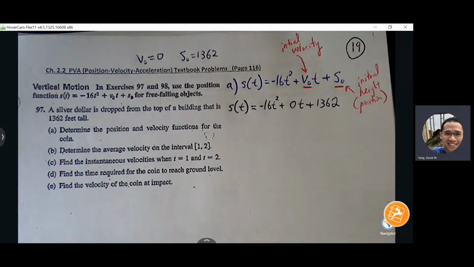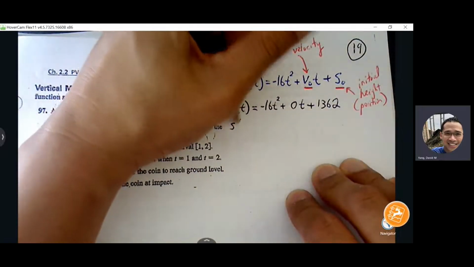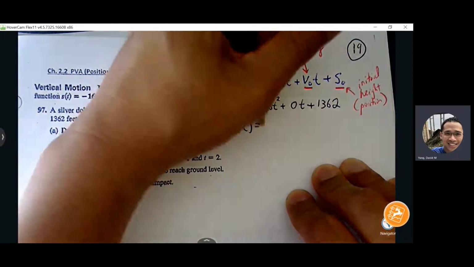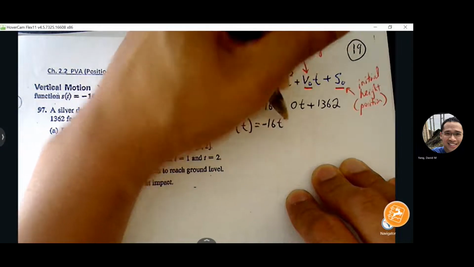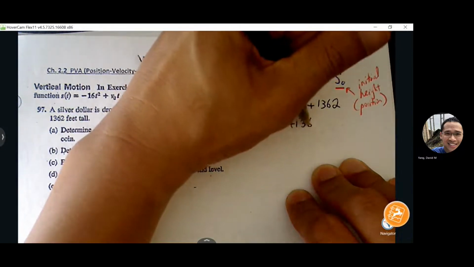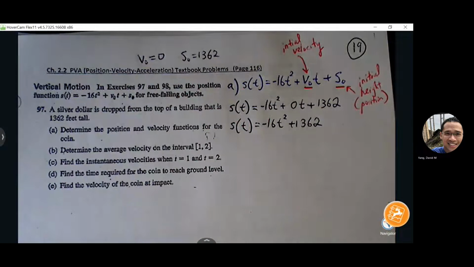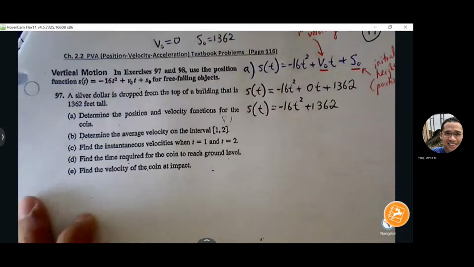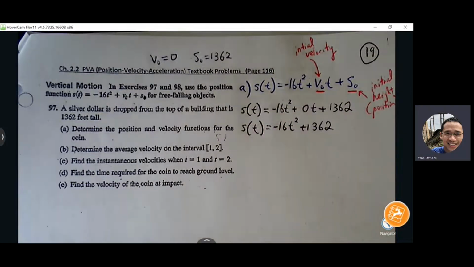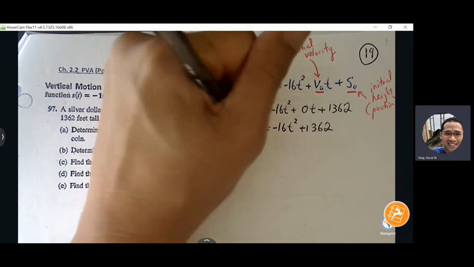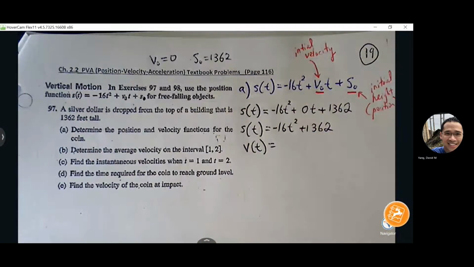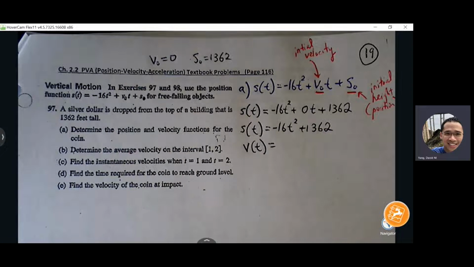Now that 0t is just going to wipe out that middle term, so we can just drop it and have two terms for our position function. Okay, so part A says determine the position function, which we did, and the velocity function. So we can go ahead and find the velocity function. So go through power rule, derivative process.